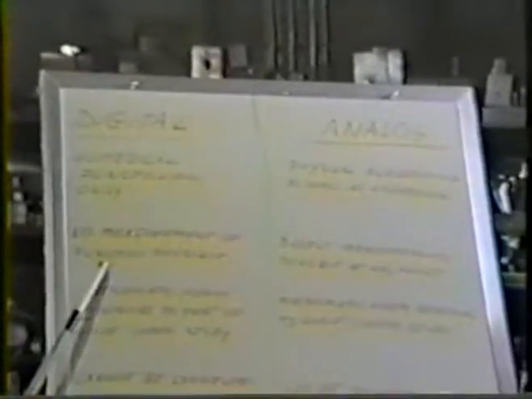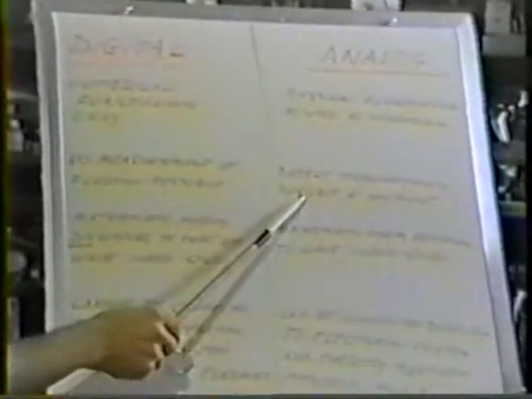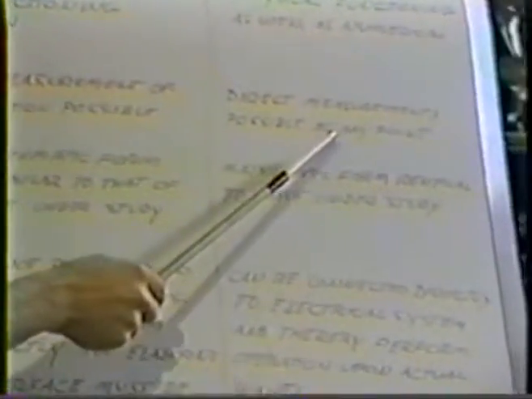In the digital computer, we have no measurement of function as possible, while in the analog computer, we have direct measurement possible at any point. So you can stick probes in there and find out what's happening at all different sections of the waveforms, where you can't do anything like that on the digital.